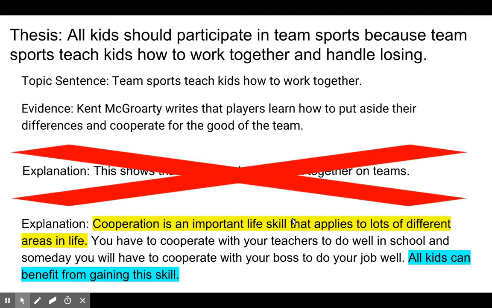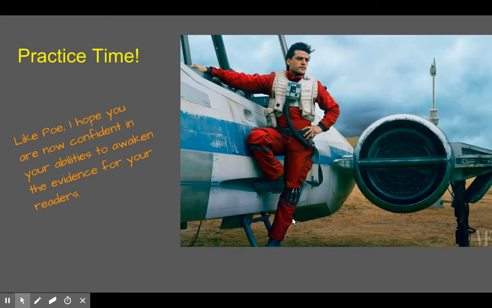This can seem really overwhelming, but once you practice it a few times, it's going to become second nature because all of you have a good brain and all of you are good thinkers. So we know you're capable of doing it. All right, it's practice time. Like Poe, I hope you are now confident in your abilities to awaken the evidence for your readers.